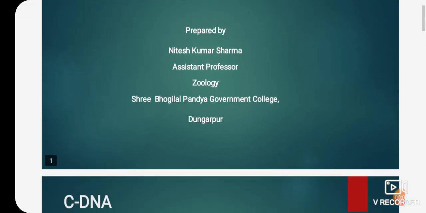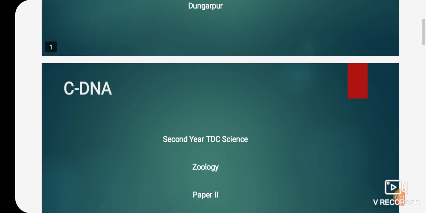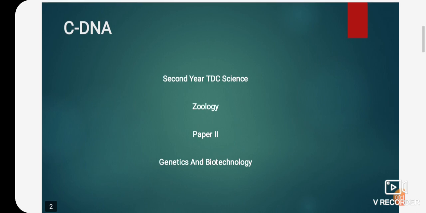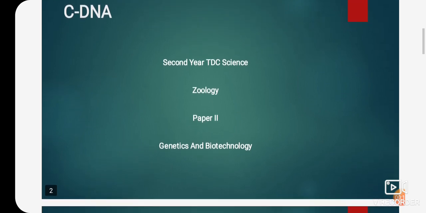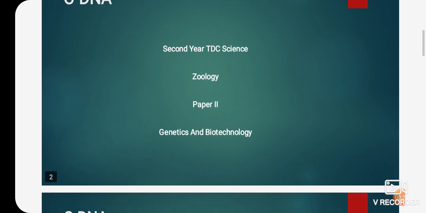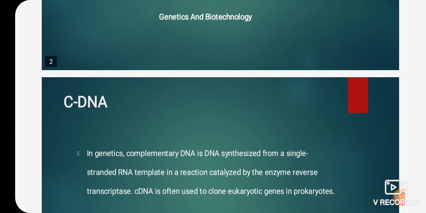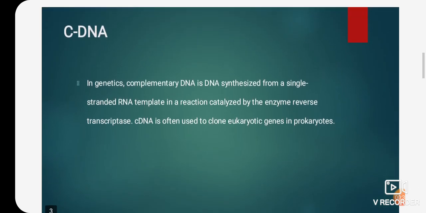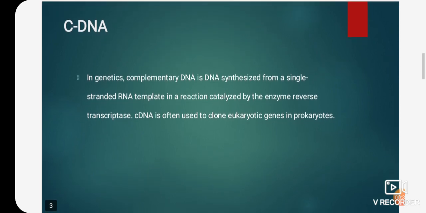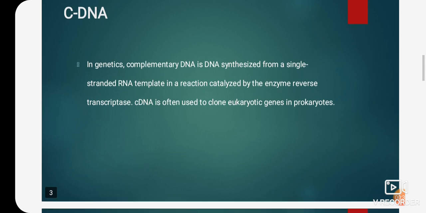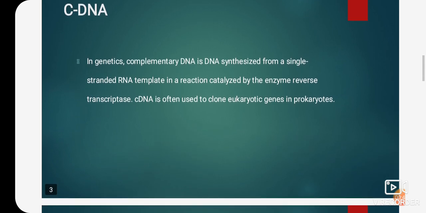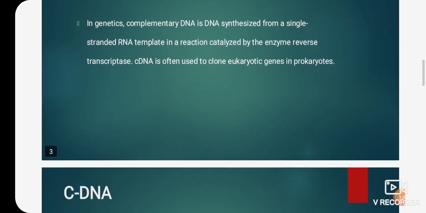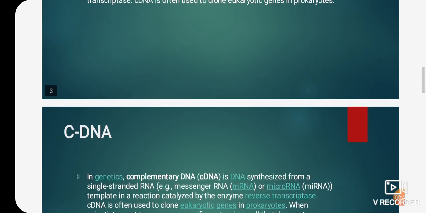Students, today I am teaching you cDNA. This cDNA is also called complementary DNA. The topic cDNA is included in the paper 2nd Genetics and Biotechnology of BSc Part 2nd. So, students, in genetics, complementary DNA is DNA synthesized from a single stranded RNA template in a reaction catalyzed by the enzyme reverse transcriptase. cDNA is often used to clone eukaryotic genes in prokaryotes.